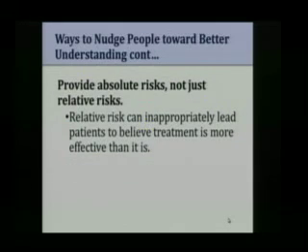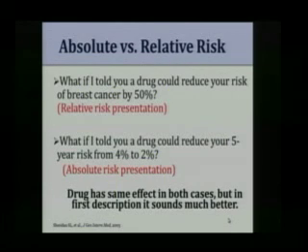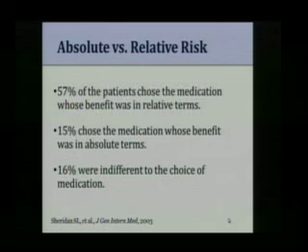And so provide absolute risk and not relative risk, because relative risk can inappropriately lead patients to believe treatment is more effective, and let me show you what I mean. What if I told you a drug could reduce your risk of breast cancer by 50%? That's a relative risk. What if I told you a drug could reduce your 5-year risk from 4% to 2%? That's an absolute risk. The drug has the same effect, but in the first description, it sounds much better. It sounds like it's a much better choice.